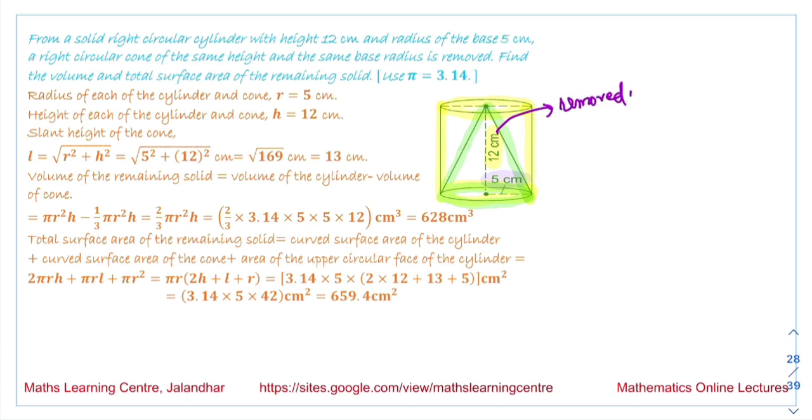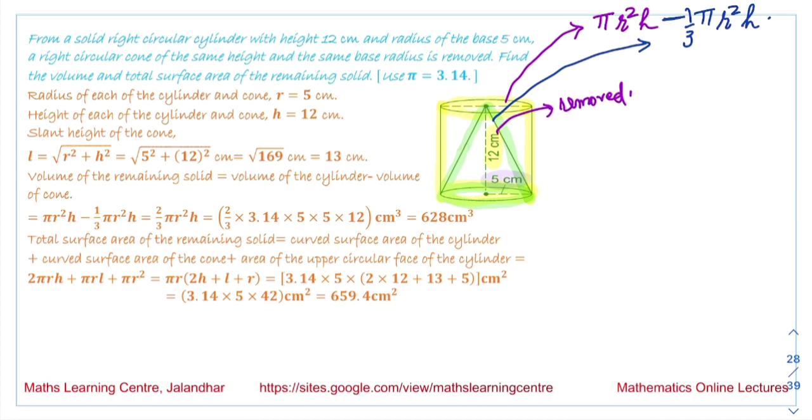Find the volume and total surface area of the remaining solid. So the volume of this cylinder is pi r square h. The volume of the cone that is removed from it is 1 by 3 pi r square h. It is 1/3 of this value.